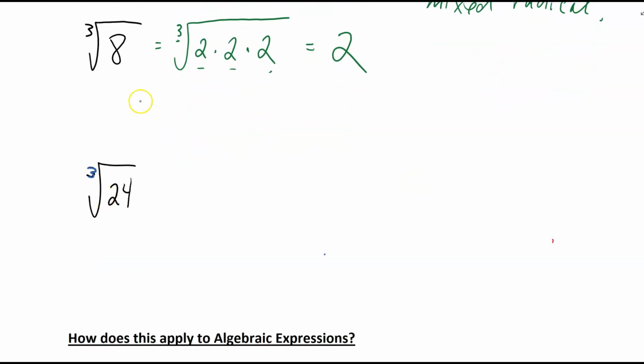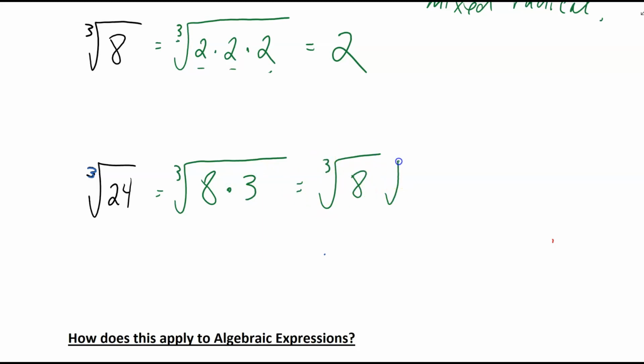For the cube root of 24, let's factor. We have the cube root of 8 times 3. Well, we do know the cube root of 8 already. We just did it above. And then what's left over is the cube root of 3. The cube root of 8 is 2. And we cannot factor 3 anymore. It's actually a prime number. So it must stay in radical form. Again, we have a mixed radical.